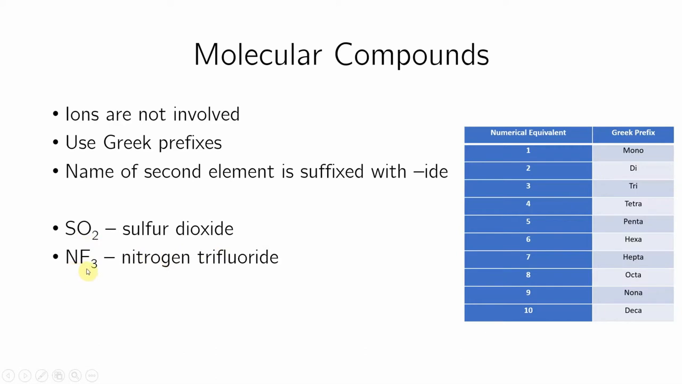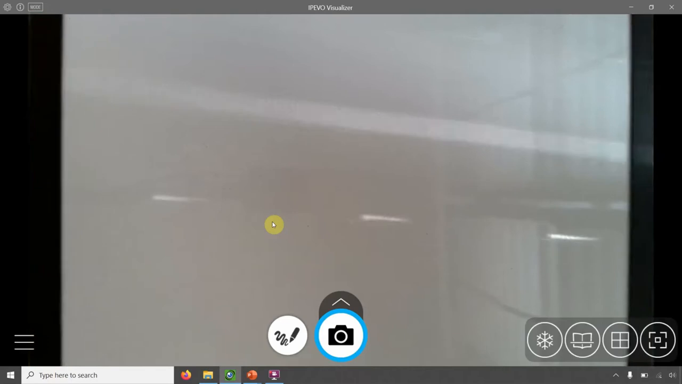Nitrogen fluoride, but I have 3 of them, so nitrogen trifluoride. Pretty simple. This is going to be dinitrogen trioxide. Okay, let's look at some examples. This is much simpler, I think. You don't have to do any of those charge balancing and Roman numerals and things like that.